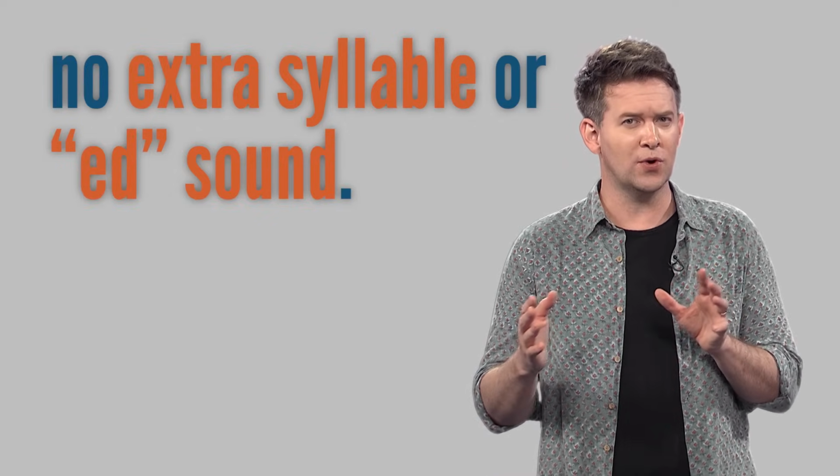So let's look at the verbs "spell," "rub," and "scream." They all end in a consonant that was on that list. When we add "-ed" to them, they become "spelled," "rubbed," and "screamed." No extra syllable or "ed" sound. Two verbs that end with vowels are "cure" and "carve." They follow the same no extra syllable rule and become "cured" and "carved."